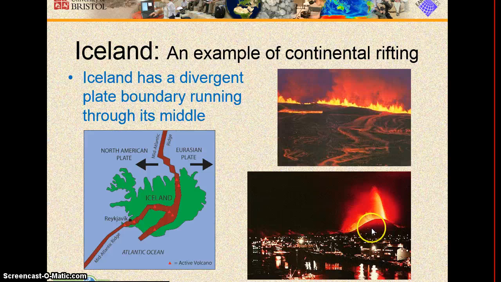And you can see over here, you got pictures. This is Iceland. You can see this is the ridge. This ridge right here with this magma coming up is the ridge that runs right along here. So it's actually coming up through the middle. This magma here is coming from the asthenosphere.